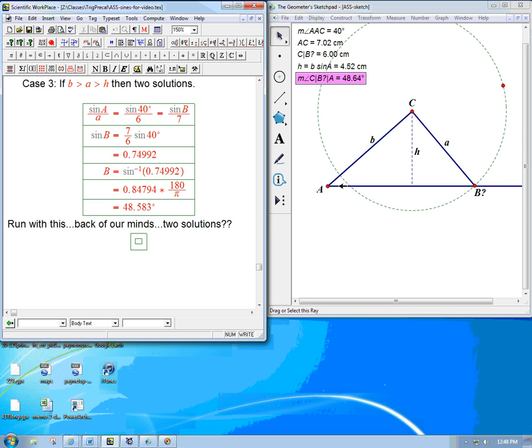We've got these 2 angles. Now it's very easy to get C, and that's definitely the next thing to do. It's 180 degrees minus 40 minus 48.583. Let's calculate that out.